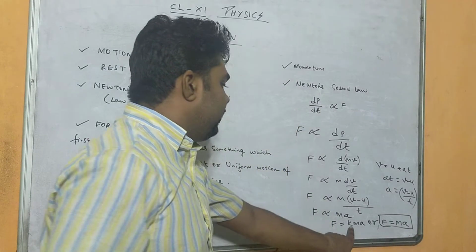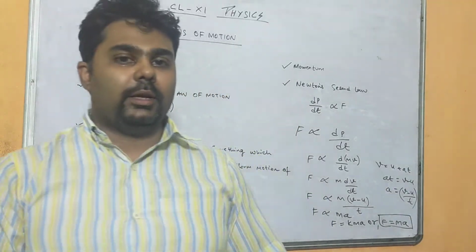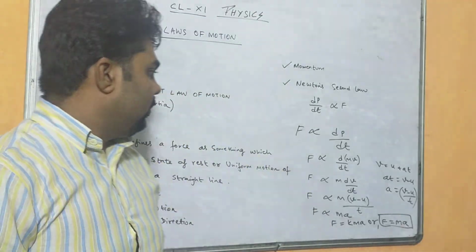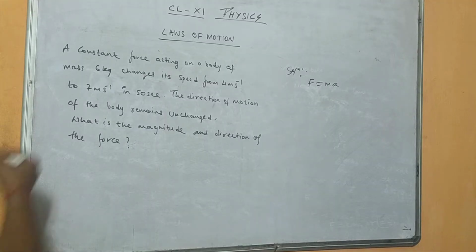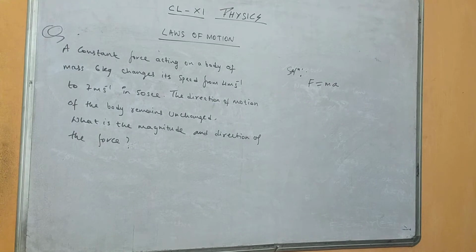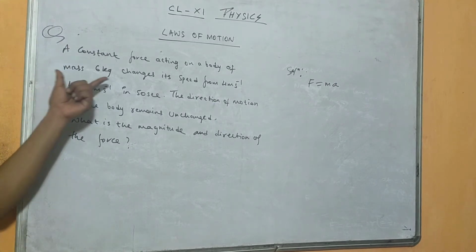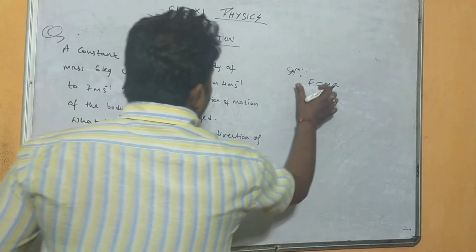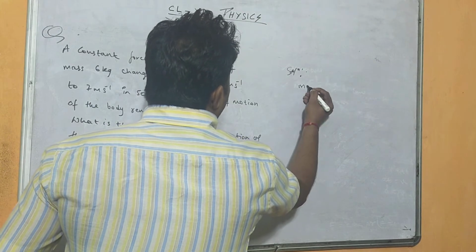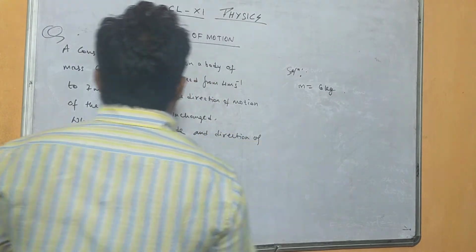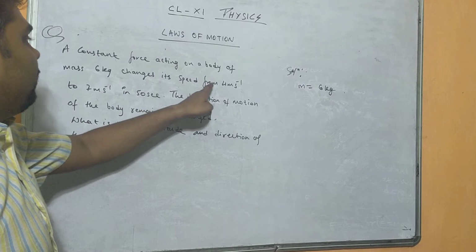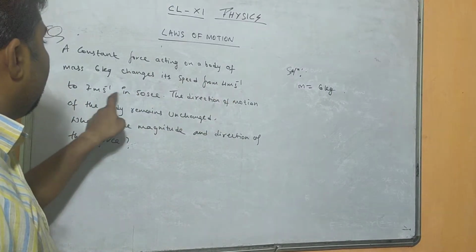Okay, where k is the constant of proportionality, which we take as 1. So one numerical question I have noted on the board, you see. A constant force acting on a body of mass 6 kg, that means mass is given in this question, m equals 6 kg, changes its speed from 4 meter per second to 7 meter per second.